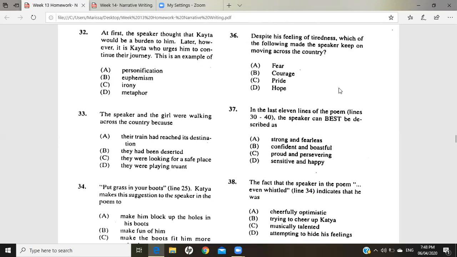36, despite his feeling of tiredness, which of the following made this speaker keep on moving across the country? Pride. It wasn't pride. D, miss. It was A, fear. You remember he said that he feared her? And that's why he said the fear first. 37, in the last 11 lines of the poem, the speaker can best be described as. So how is the speaker in the last 11 lines?